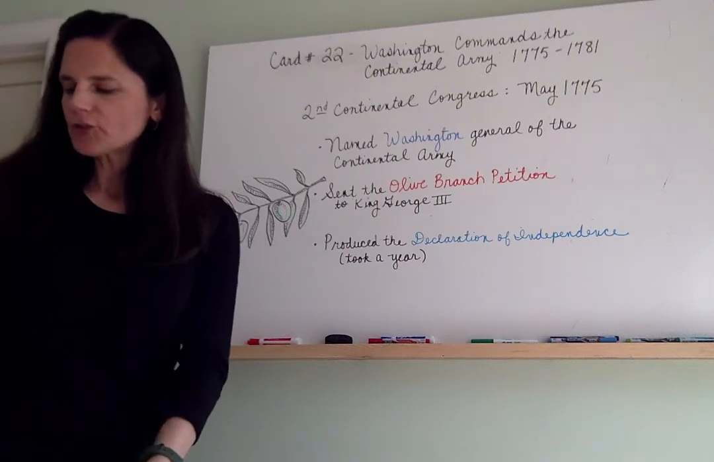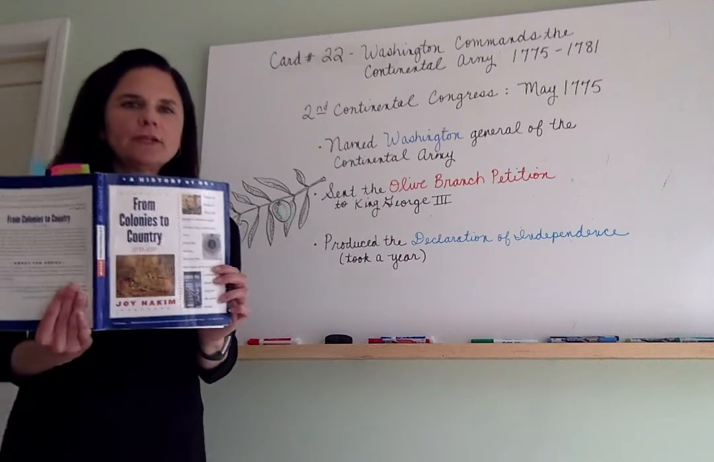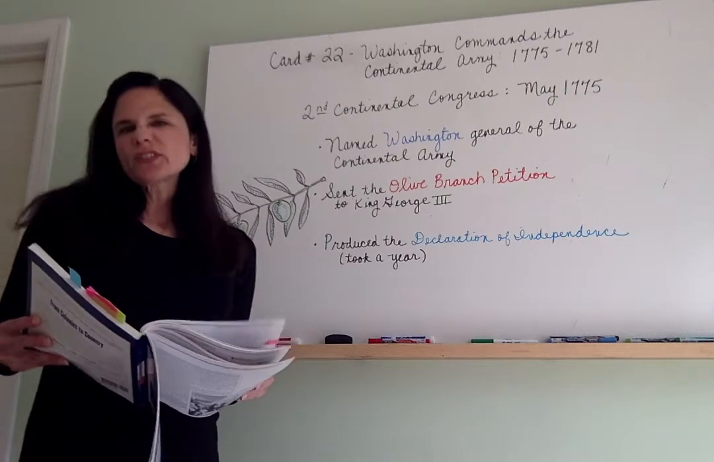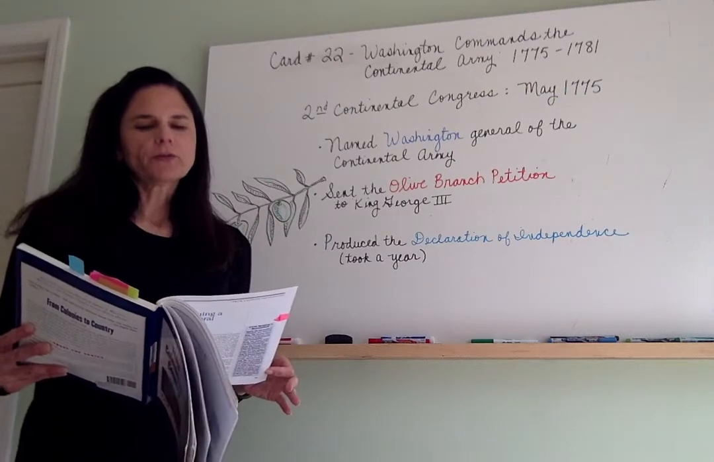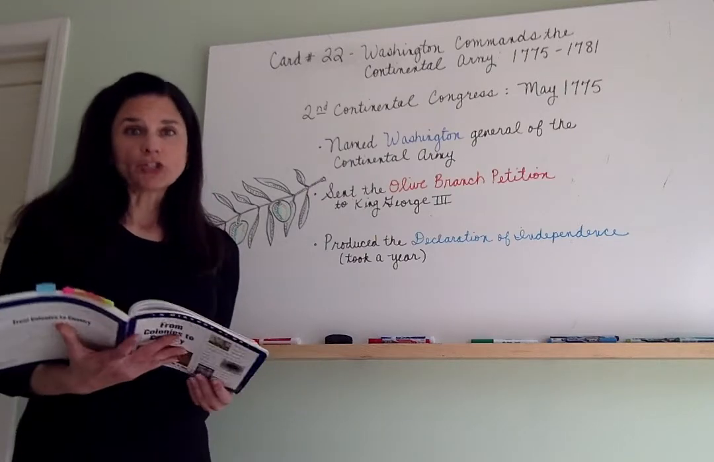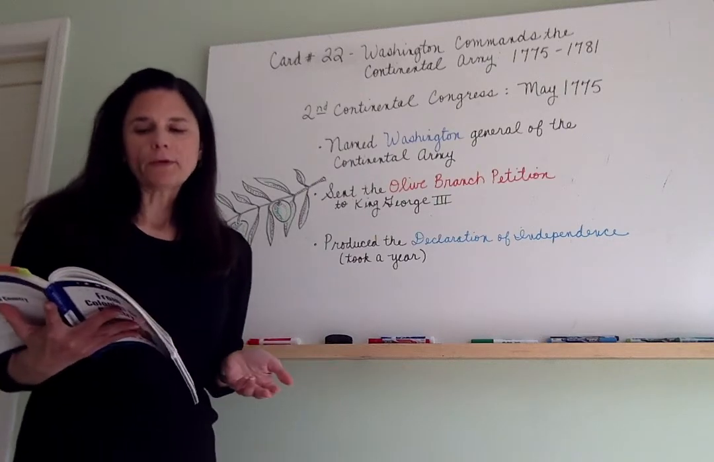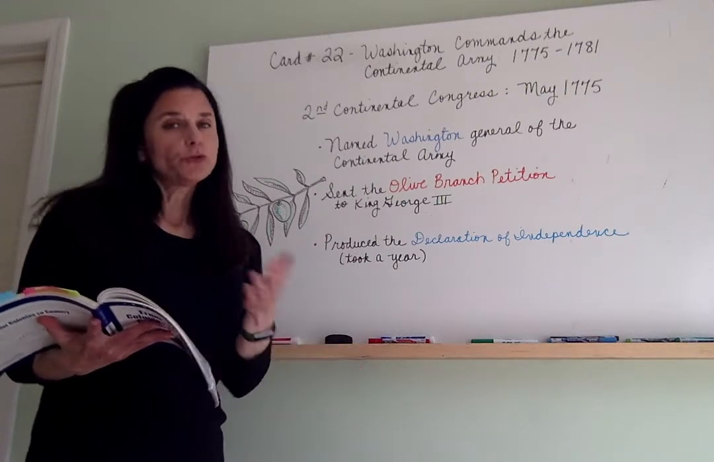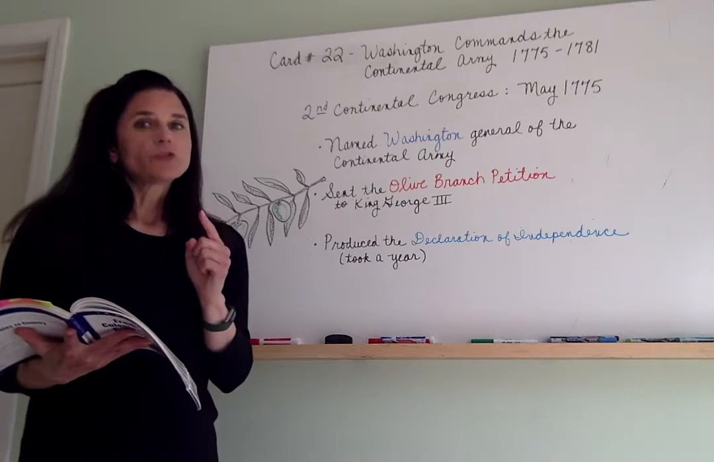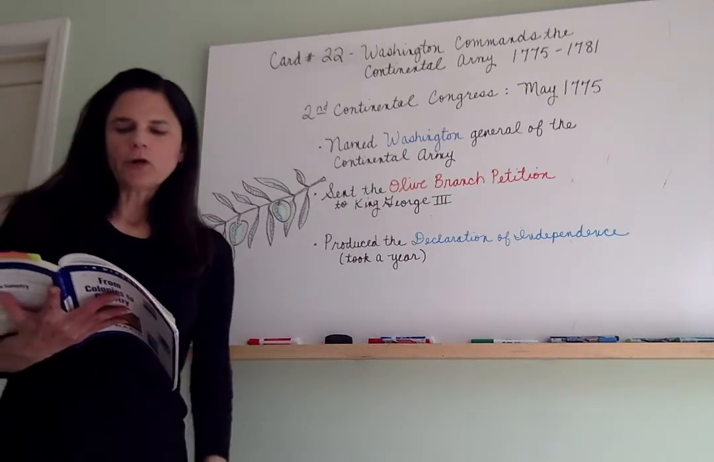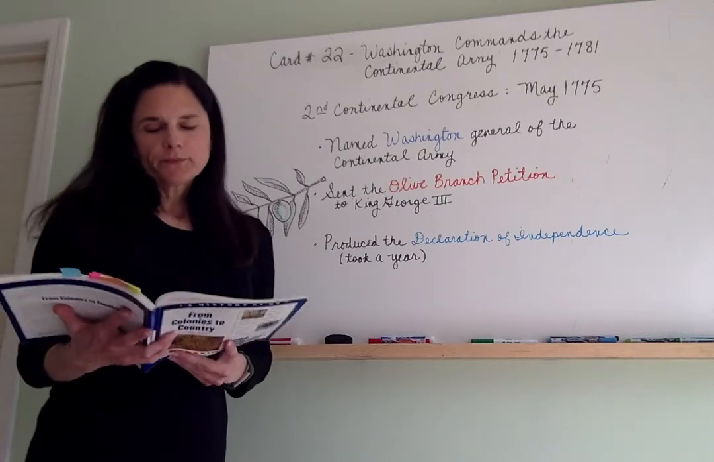Now, I'm going to read just a little bit about this in From Colonies to Country. It's not necessary for you to have your book. You can just listen along. There were other people that wanted the job of general commander of the whole army, including the patriot John Hancock, who you might know as a character in Johnny Tremain, very wealthy John Hancock from Boston. But he didn't get the job.